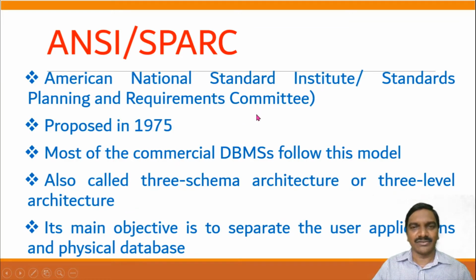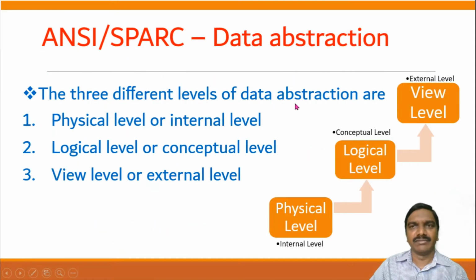The main objective of this ANSI-SPARC model is to separate the user applications and the physical database. What is the physical database? The data which is stored in the database. And user application means it is our program. These are the three levels of data abstraction. One is the physical level, which is the lowest level of abstraction. Then comes the logical level, and the top level of abstraction is the view level. Abstraction means hiding the internal details.